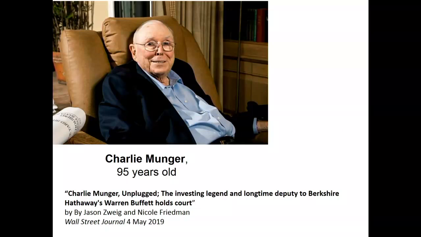So before we get to that, I also want to relate this to the wit and wisdom of Charlie Munger. Charlie Munger is 95 years old. Warren Buffett is 89 years old. And they're the most successful investors by some standards of all time. Recently he gave a six-hour interview to Jason Zweig and Nicole Friedman of the Wall Street Journal.